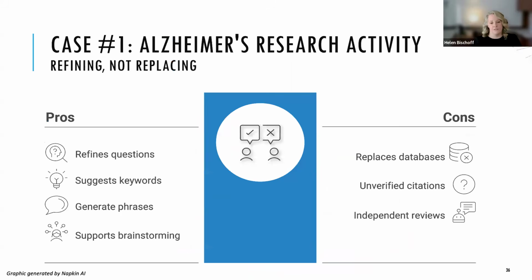So I'm going to bring us to our first case study that I'm going to share with you. This was an Alzheimer's research activity, and it really focuses on refining and not replacing. My colleague, Lauren Robinson, in our medical center library here at the University of Kentucky, and I were invited to conduct a workshop for an Alzheimer's research team on using AI tools or large language models in the research process. The team specifically requested guidance on how to use it to locate research and then also how to evaluate those outputs generated by those tools.